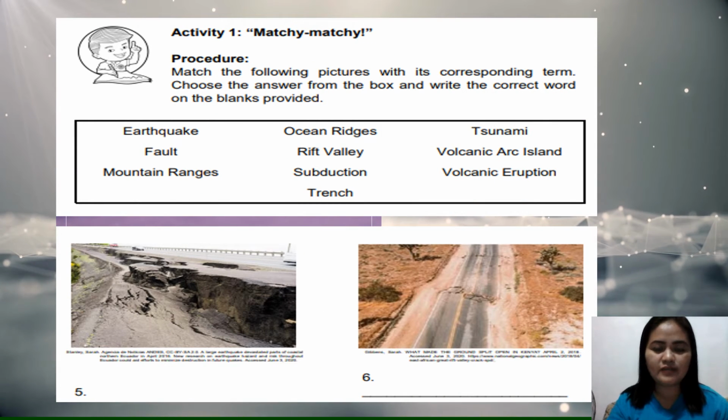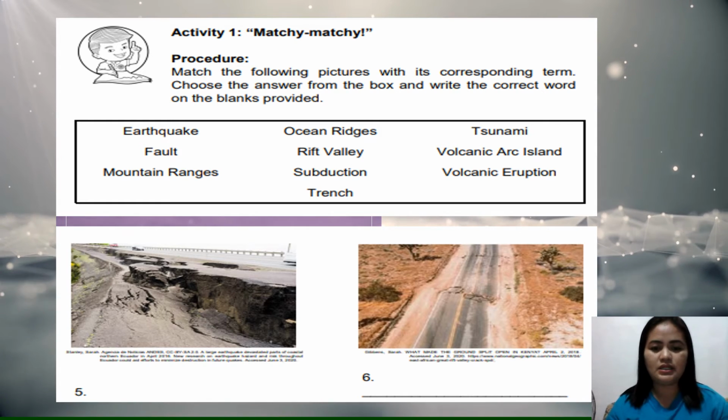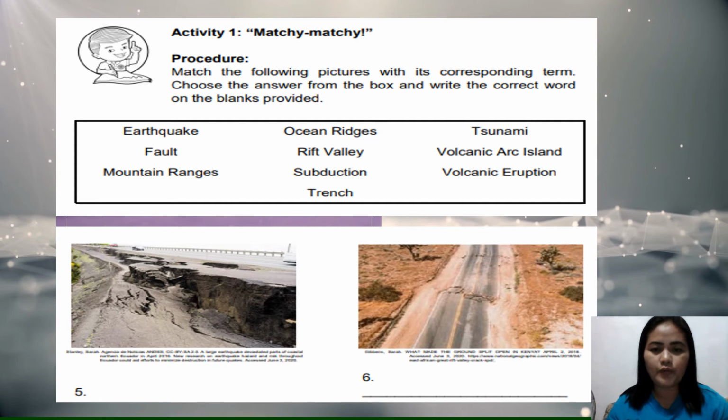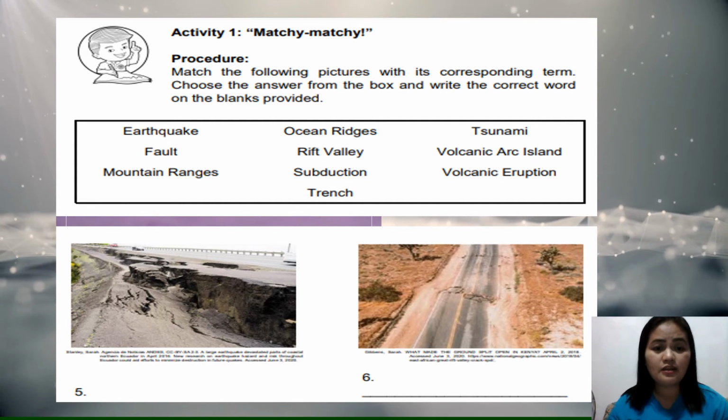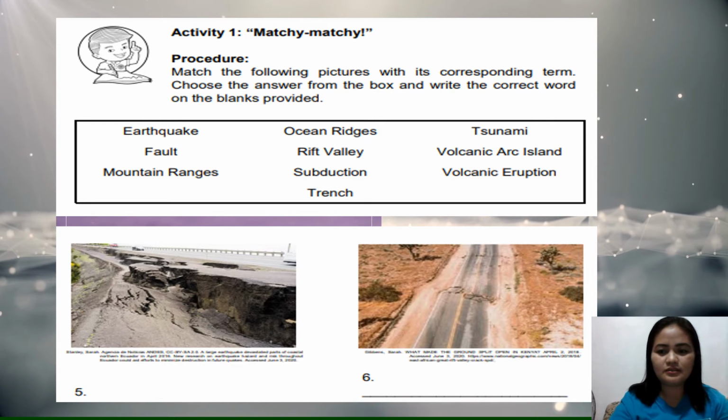Pictures number 5 and 6. In number 5, you can see that there is a ground moving down. And number 6, there is a disalignment of the road. Pili-pili from the box. Okay.